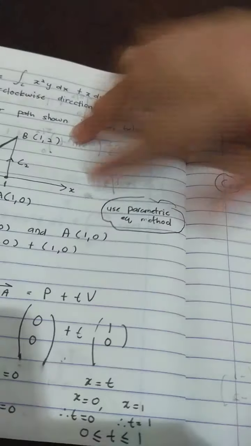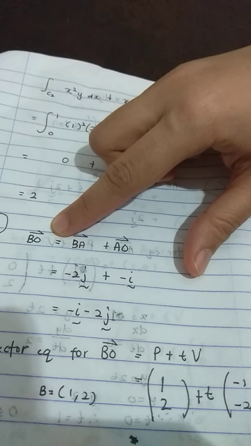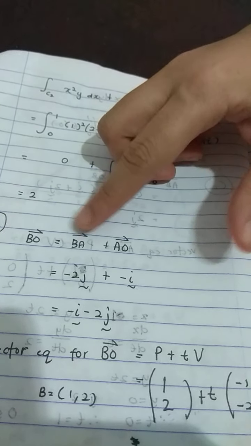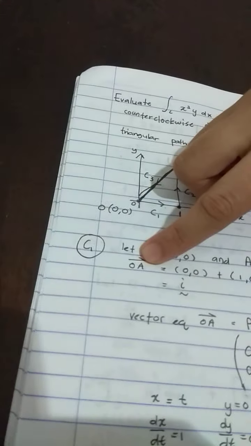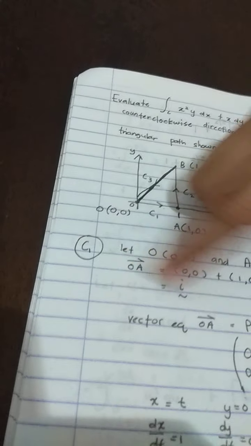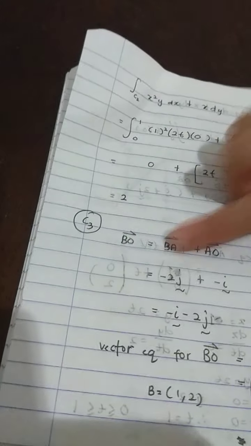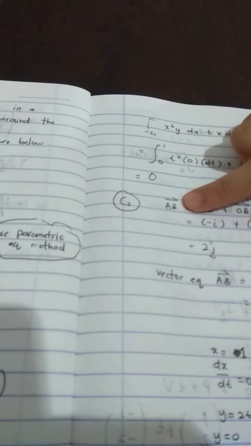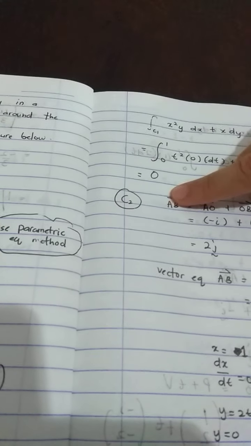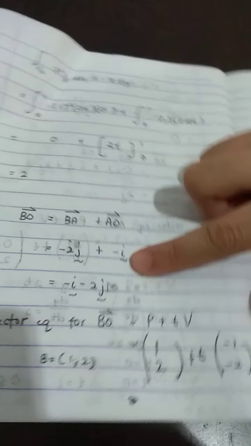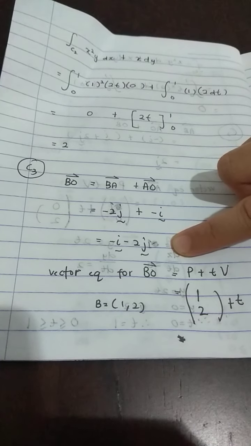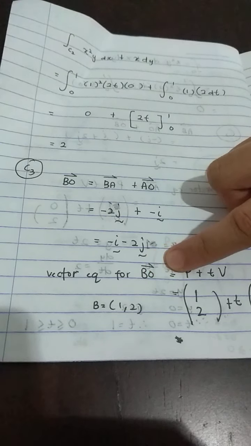Then we solve for C3. C3 is the vector from B to O. So let's make it BA plus AO. AO is negative i, since OA is i. For BA, AB equals j, so B to A is negative 2j. Then we get the vector equation from B to O.